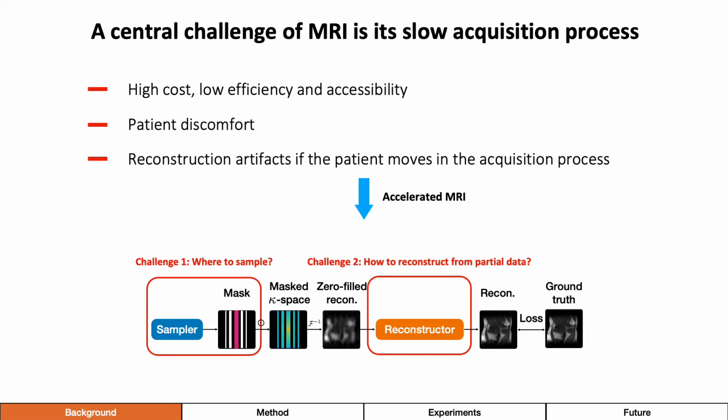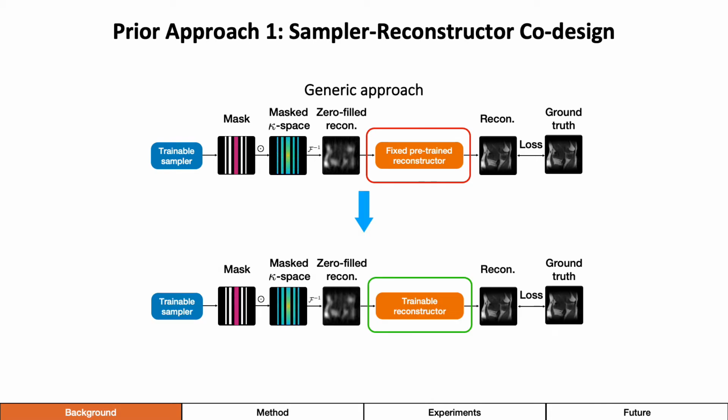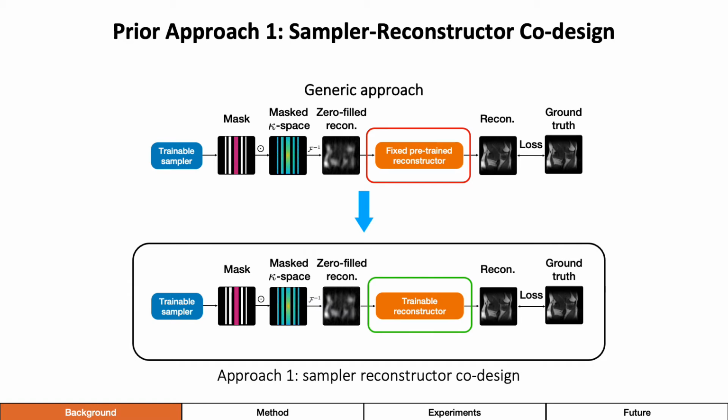Previous deep learning methods can be organized as two general approaches. The first line of research takes advantage of the differentiable nature of neural networks. Instead of only training the sampler with a fixed reconstructor, this approach performs end-to-end training on both the sampler and the reconstructor. We call this the co-design approach.